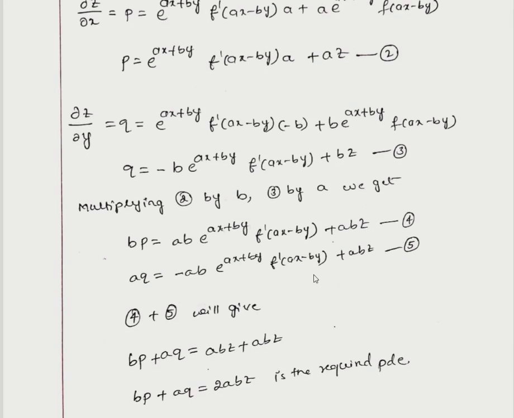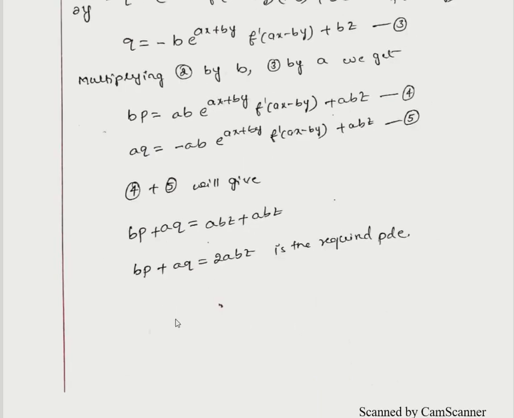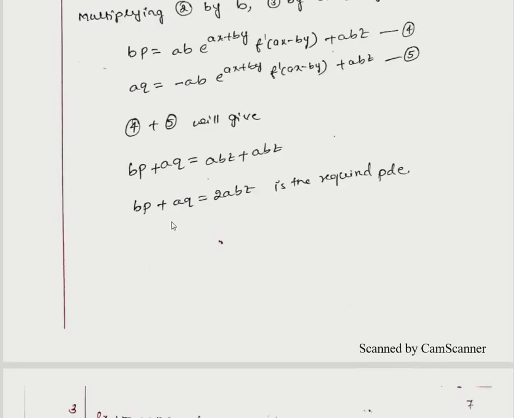Next, adding these two terms. Therefore 4 plus 5 will give bp plus aq, that is equal to, here if you add these two terms, the same term, this plus and minus get cancelled. What is the remaining term? Abz plus abz. Therefore that is equal to abz plus abz is 2abz. Therefore bp plus aq is equal to 2abz is the required PDE. Here we eliminated the function f.